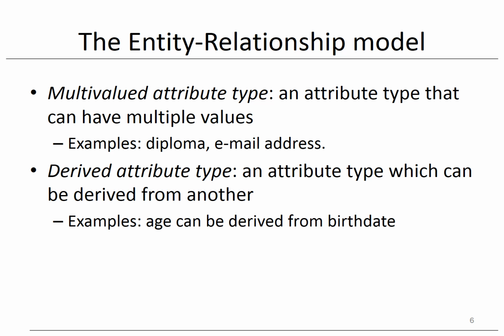A derived attribute type is an attribute type which can be derived from another. Age is a derived attribute type since it can be derived from birth date.